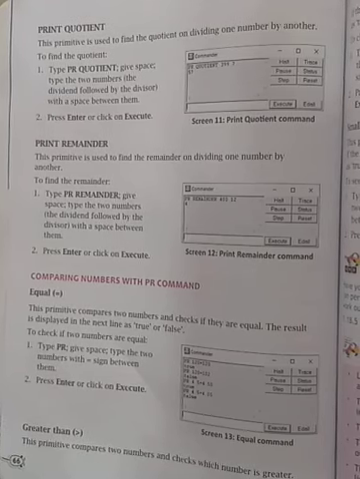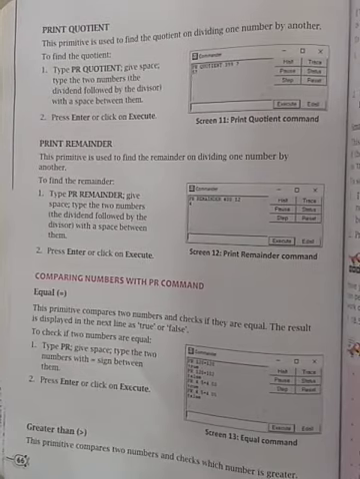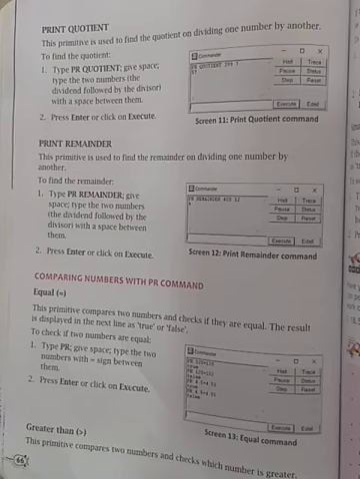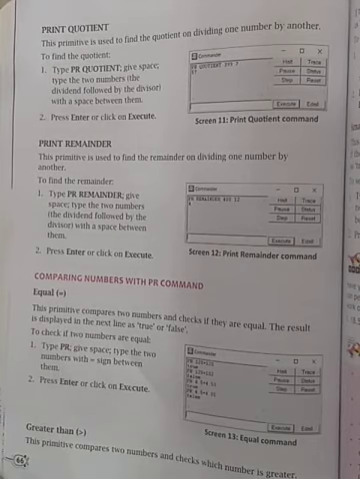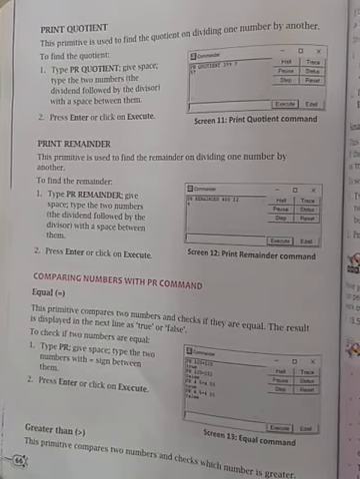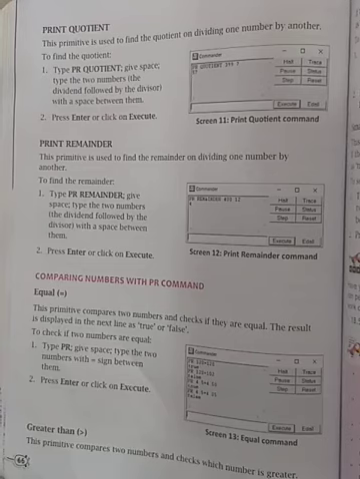Now the next is to print the remainder. If we divide two numbers, then the answer will be the quotient and the remainder is also there. To find the remainder, simply type PR remainder, give one space, then after two numbers. Here in the figure on screen 12, it shows PR space remainder space 400 space 12. It will show us the answer is 4.